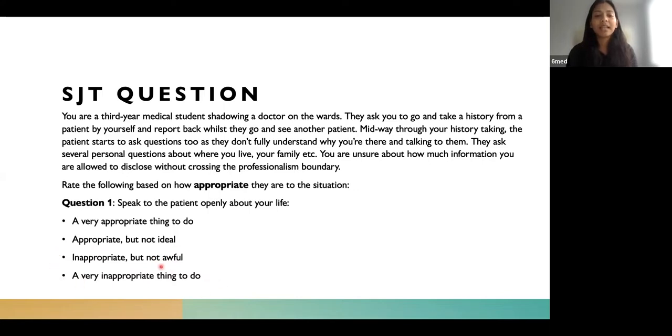If it's inappropriate, but it's not the end of the world, if you have made that decision, then you would put C instead of D. In this case, I agree with the people who say D, a very inappropriate thing to do, only because you shouldn't disclose any of your personal information to them. It's just very unprofessional. And the way you can learn whether each of these statements are inappropriate but not awful or a very inappropriate thing to do is looking at the GMC guidelines of how to be a good doctor, which you can find on the internet if you just type that in.